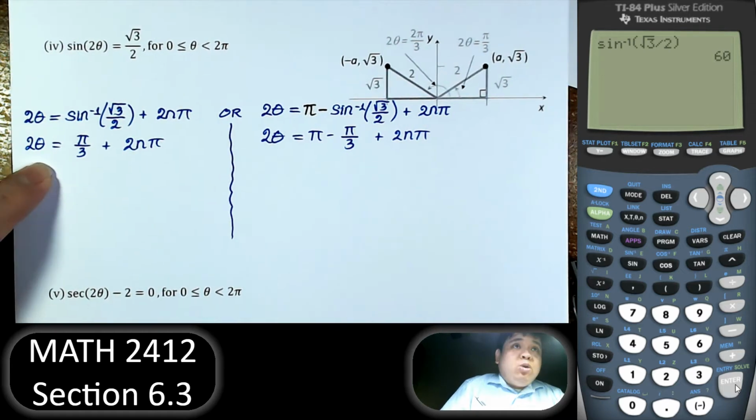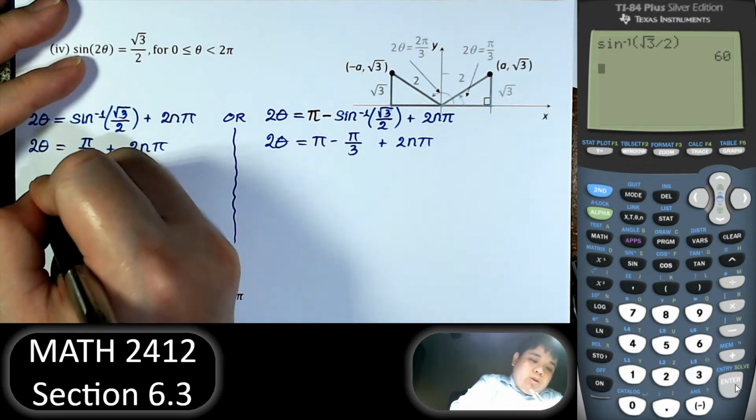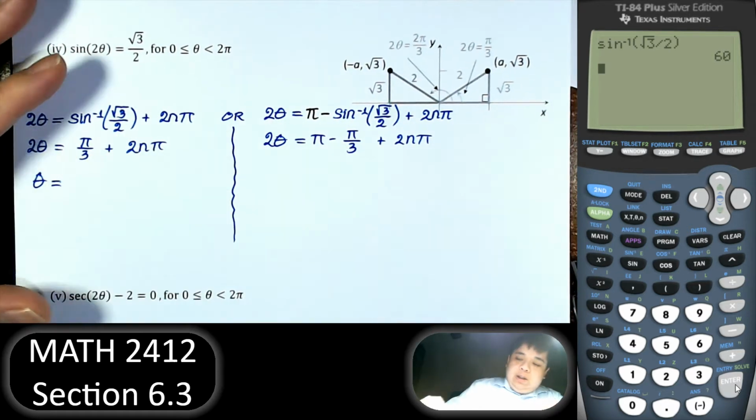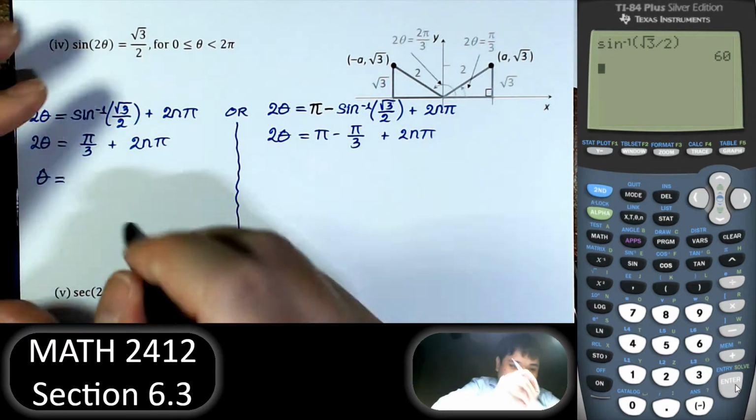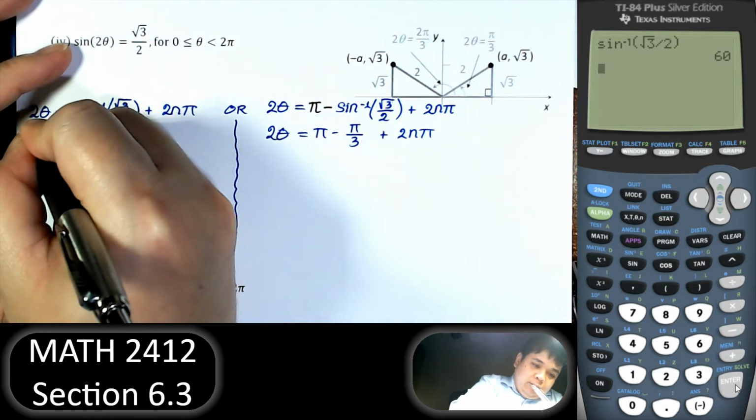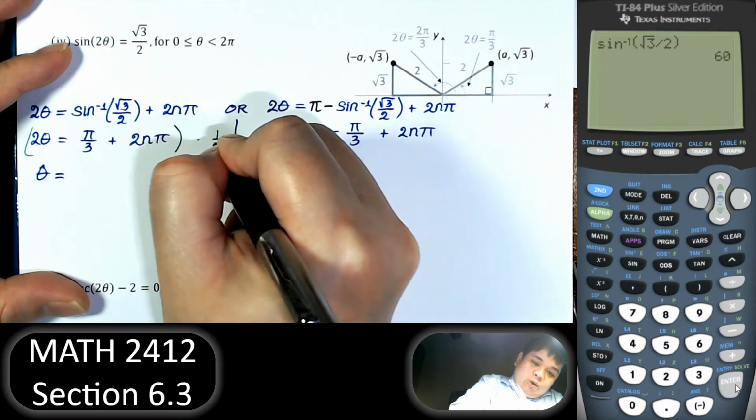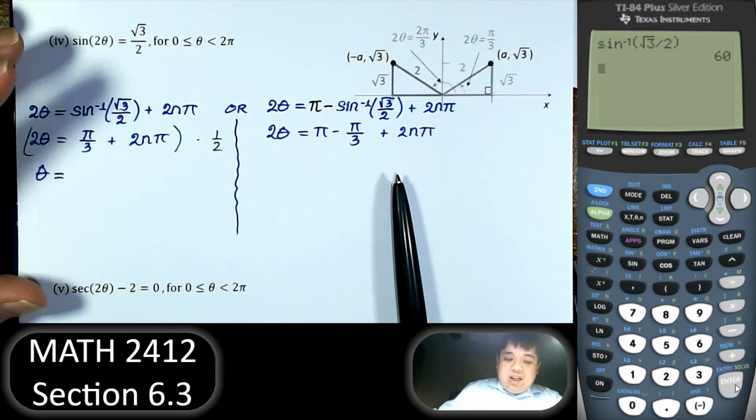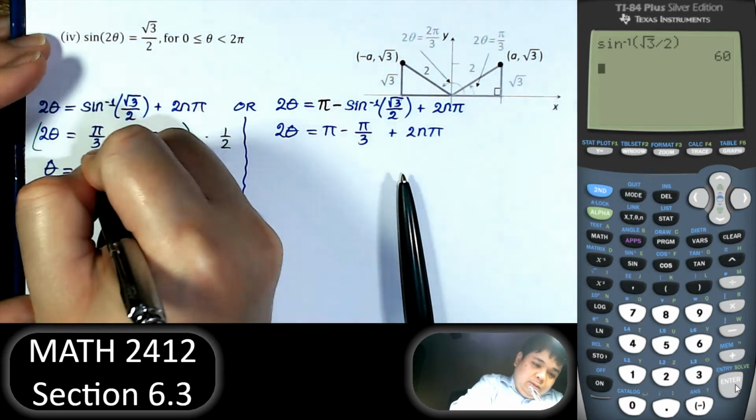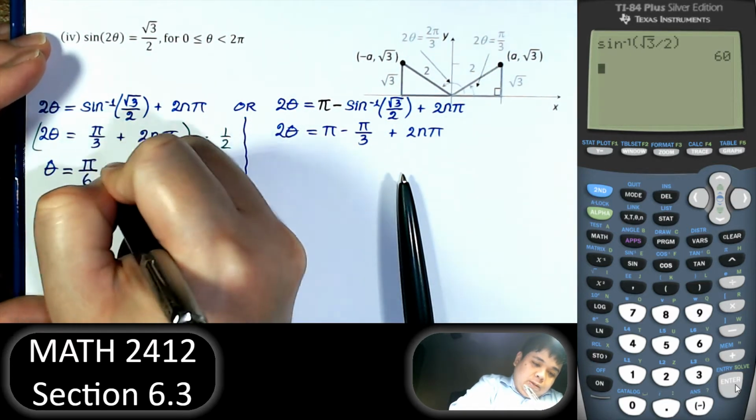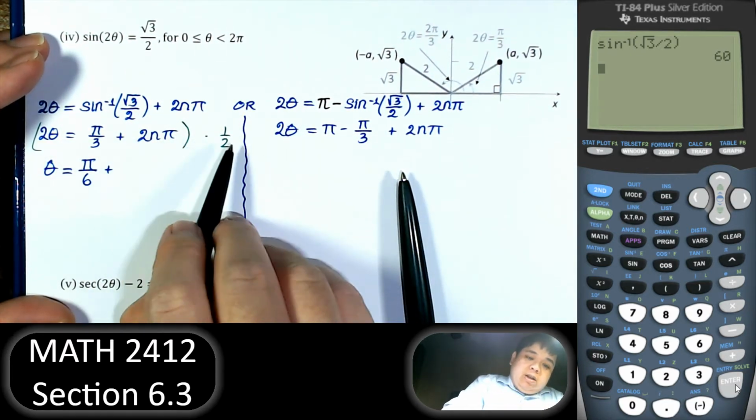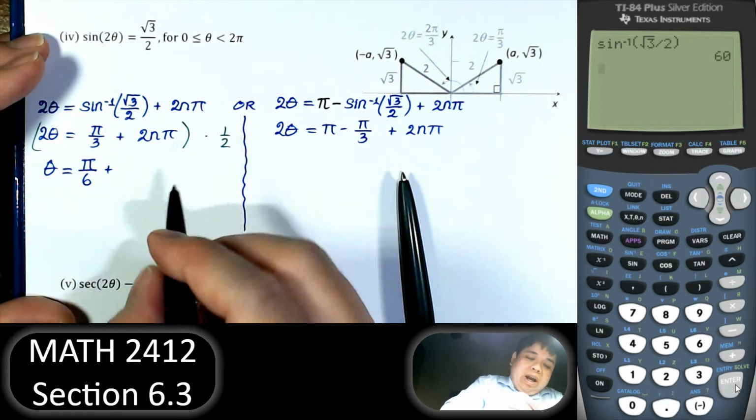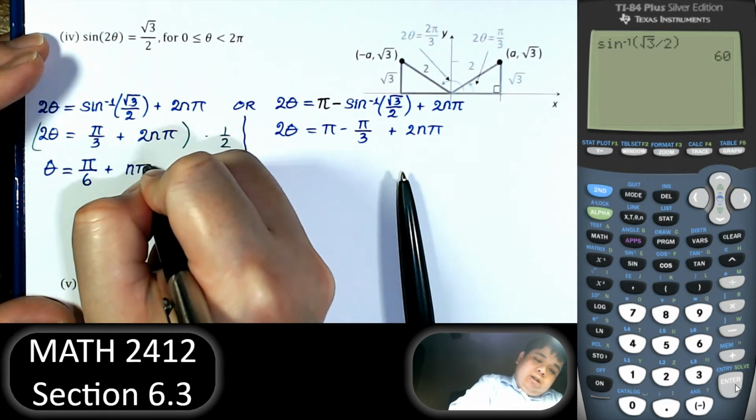Now if we want to solve for theta, divide by 2 on both sides, or multiply by 1/2. Just multiply by 1/2 on both sides. 1/2 times pi over 3 is pi over 6, plus 1/2 times 2n pi. The 2 and 1/2 cancel out, plus n pi.